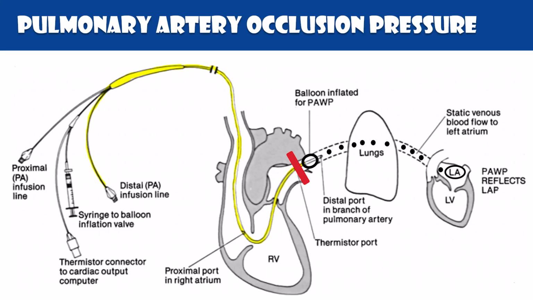Again, let's start from the beginning. The right atrial pressure reflects the RV end diastolic pressure as long as the tricuspid valve is healthy. The PA occlusion pressure reflects the left atrial pressure, the left heart pressures. And if you were to take that one step further with a functioning mitral valve, the PA occlusion pressure could reflect the left atrial pressure, and the left atrial pressure could reflect the left ventricular end diastolic pressure.